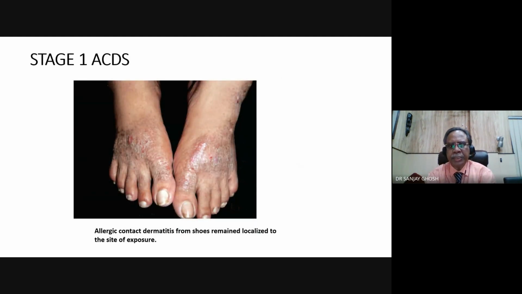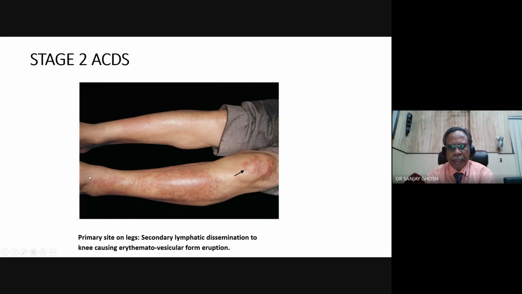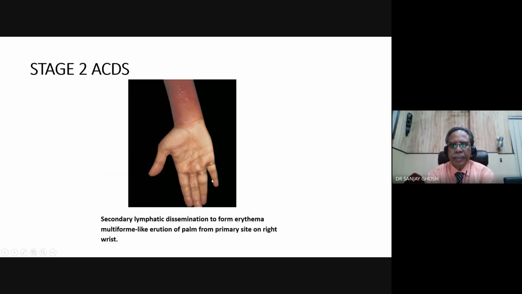This we can see is localized, where he's using the shoes. Here he's getting this allergic contact. We can see on the lower legs there is some allergy and it is going to lymphatic spread, on the left side. This is stage 2. And this is another stage 2 where there is local wrist allergy, we can see vesicular, erythematous eruptions, but that's going to the lymphatics, and here are erythema multiforme-like lesions on the palm. That is the lymphatic spread, and these are erythema multiforme lesions. So erythema multiforme could be a non-eczematous contact dermatitis in some cases.